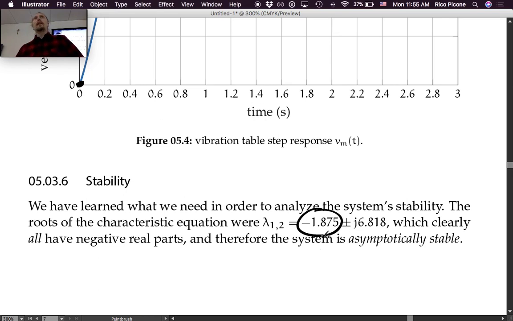If they were all negative except for 1 or 2 or 3 with 0 real parts, it would be marginally stable. And if any of them are positive, it's unstable. So we have stable because they're all negative. All negative real parts. The real part's the part that matters. Obviously, the imaginary part doesn't have to be anything in particular. It's just the real part that matters.